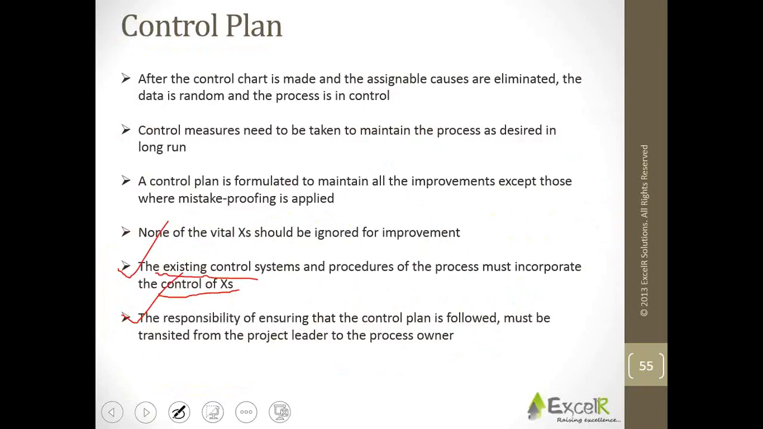Now the responsibility of ensuring that the control plan is followed must be transitioned from project leader to the process owner. Now here is where you as a Six Sigma consultant will hand over the improved process along with the control plan to the process owner. And you move on to the next project. And you leave it to the process owner to continue.